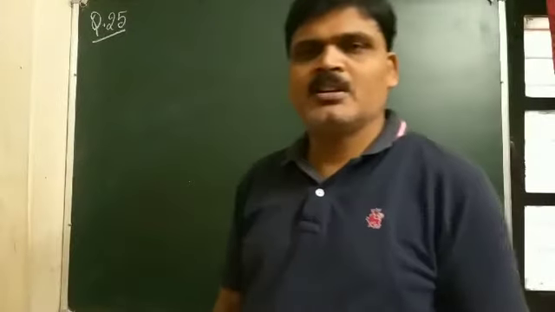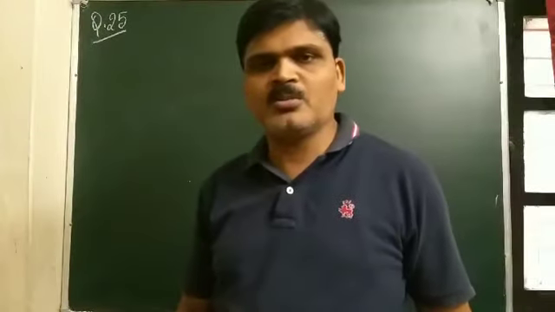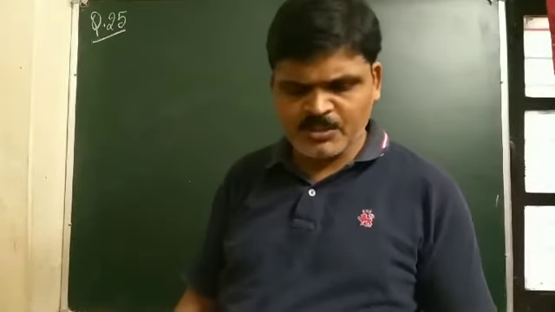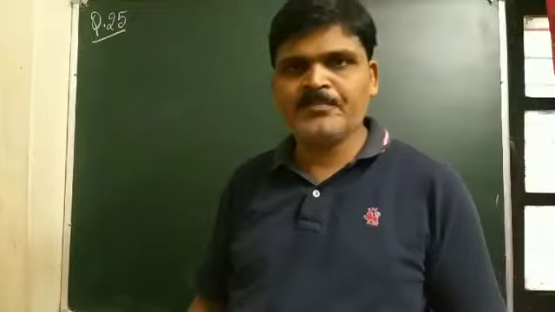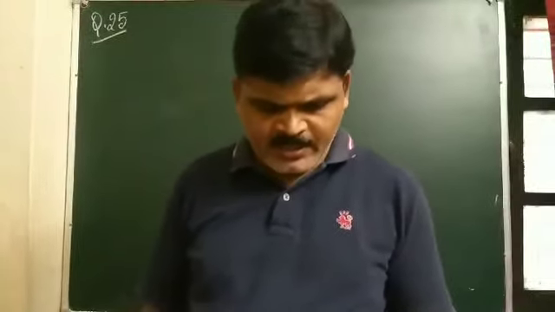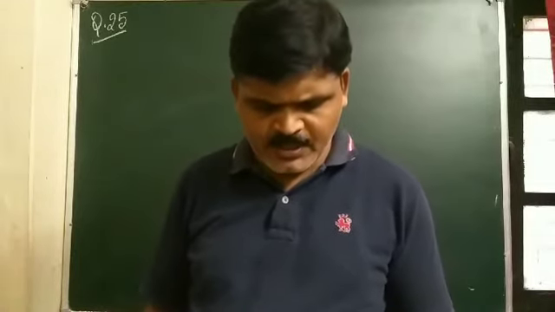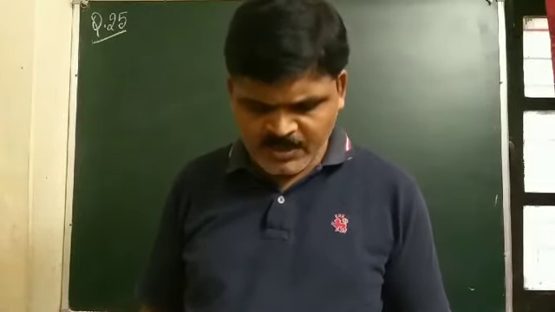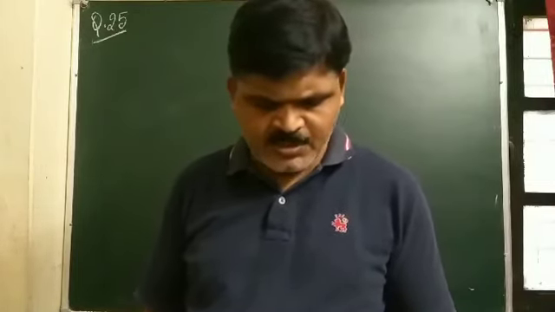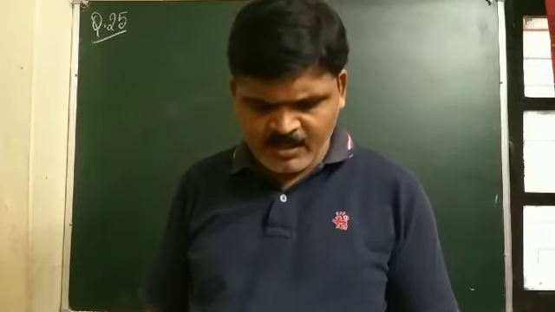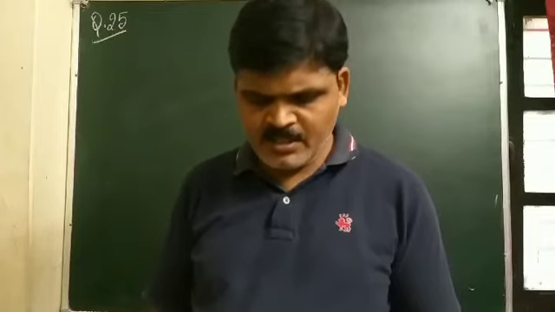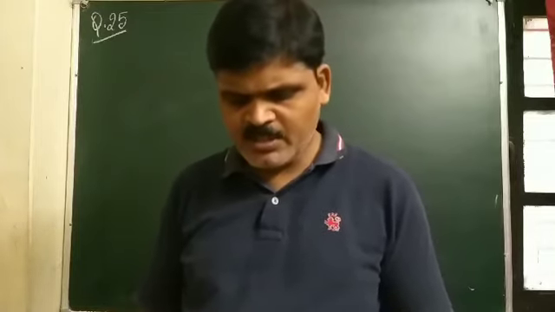Good morning, student. Today I am going to start solving numerical question number 25 from the chapter Motion in a Plane. Student, listen carefully. An aircraft is flying at a height of 3400 meters above the ground. If the angle subtended at the ground observation point by the aircraft positions 10 seconds apart is 30 degrees, what is the speed of the aircraft?